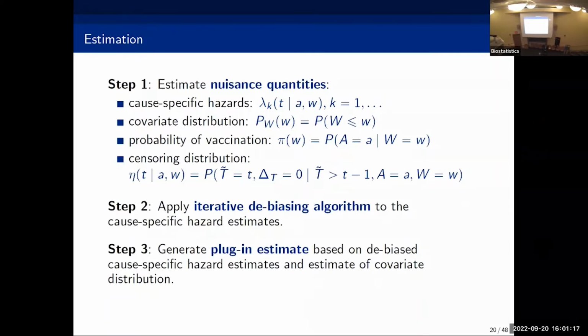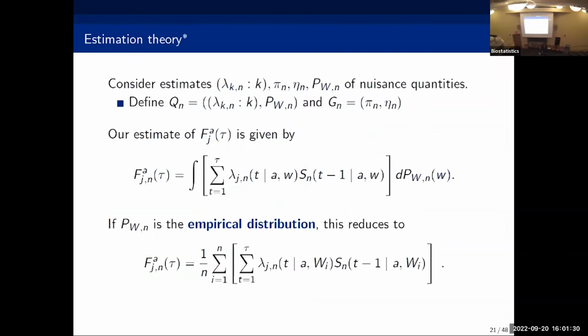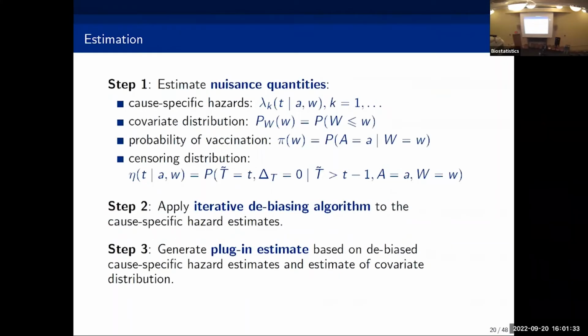And I'll briefly flash a couple slides that will show a little bit about the underpinnings of this. And at the end of the day, once we're done, we have this de-biased version of the cause-specific hazard functions. We have our estimate of the covariate distribution. We can just generate a simple plug-in estimate based on those. Right. So J has disappeared from that.